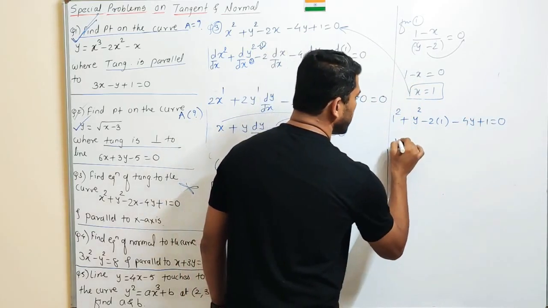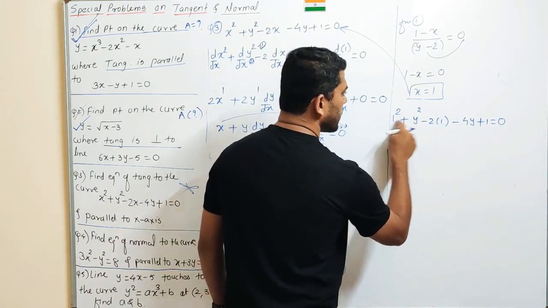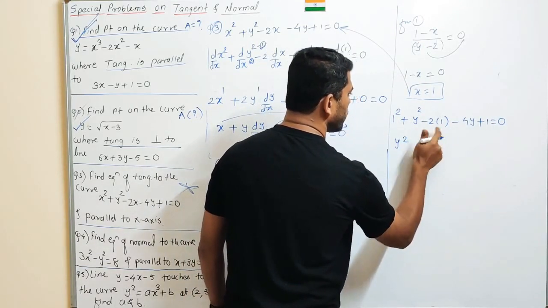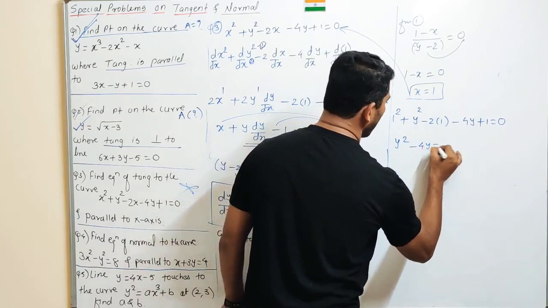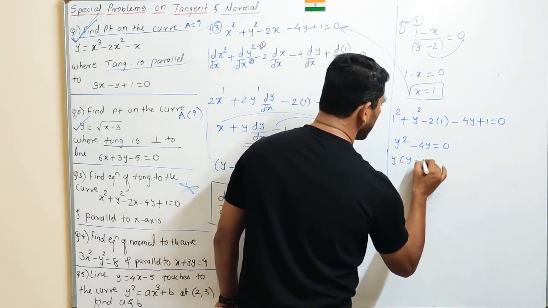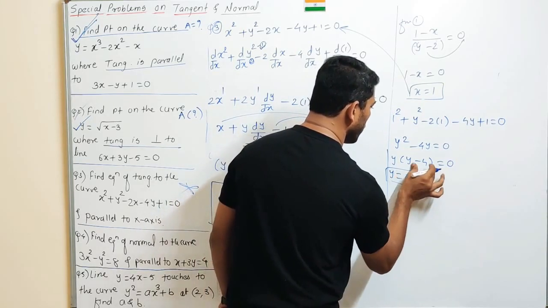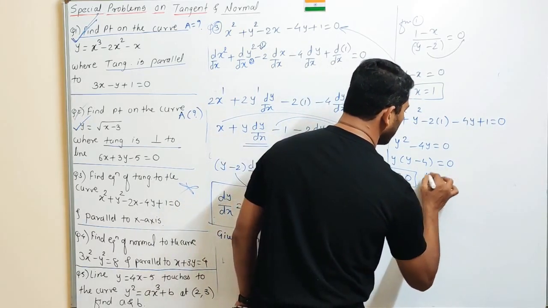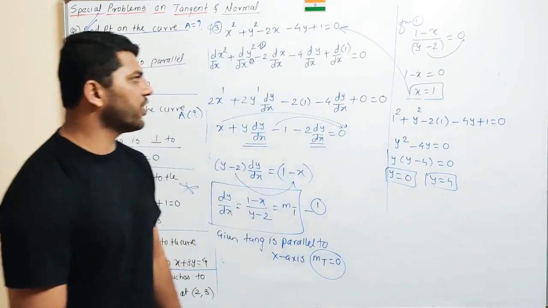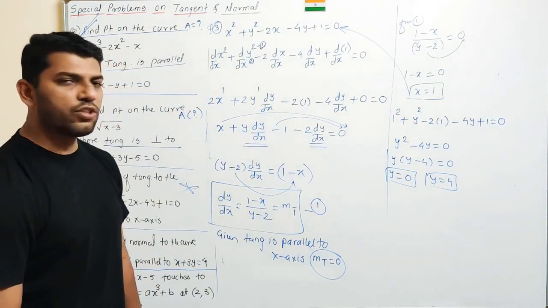Okay, let's simplify this. It's a y square, plus 1 which is 2, 2 minus 2 is 0. So simply it's a y square minus 4y equal to 0. Taking this y outside, y into (y minus 4) equal to 0. The first equation leads to y equal to 0 and the second part leads to y equal to 4. So here we got the two different values, y equal to 0 and y equal to 4.